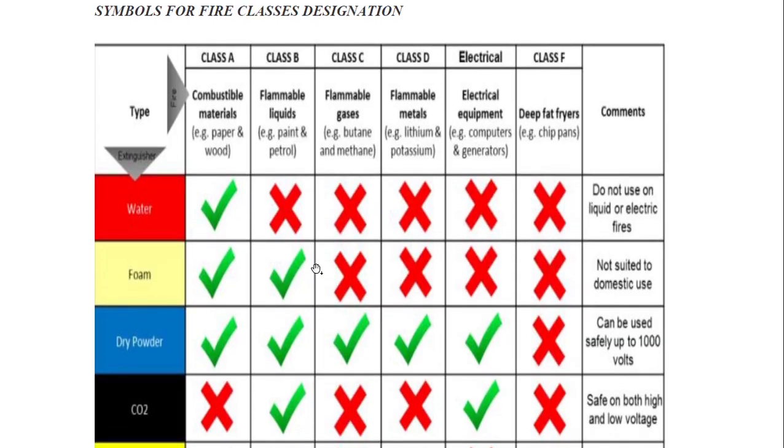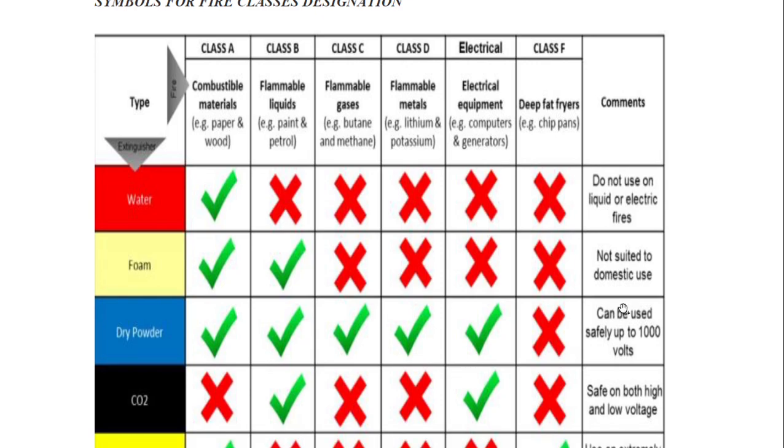Now you see here the symbol. When we talk about class A fire, water is the only medium. We are not using liquid on electric fire because that will cause a short circuit. Now when we talk about class B, foam type can be used on class A fire and class B fire, but others we are not using because here also water is present. For flammable liquid, I've already covered the foam type extinguishers, foam systems and regulations in previous videos. It is not suited to domestic use.